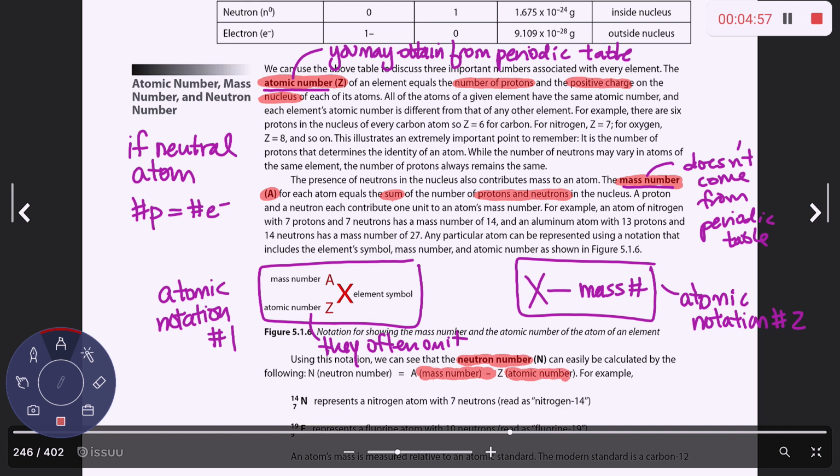Okay, so we're going to take a look at the top of the next page, and then we're going to do some practice. We're almost done with this section. Okay.